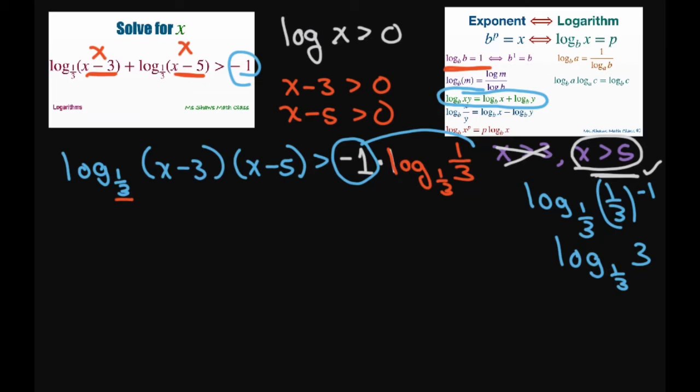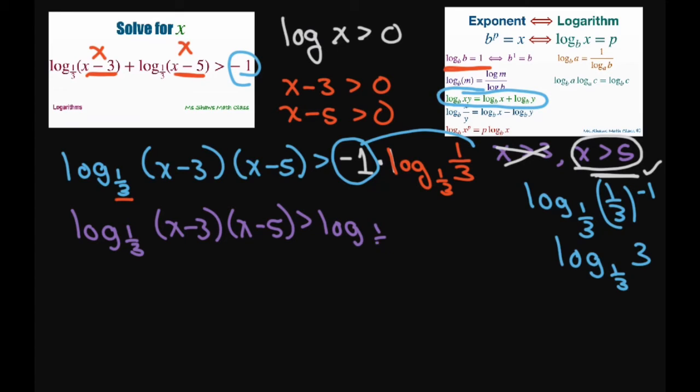So given that, what we can do is write this as log base 1/3 of (x − 3) times (x − 5) is greater than log base 1/3 of 3. Now, since we have the same log base on each side, I can just set these the same.